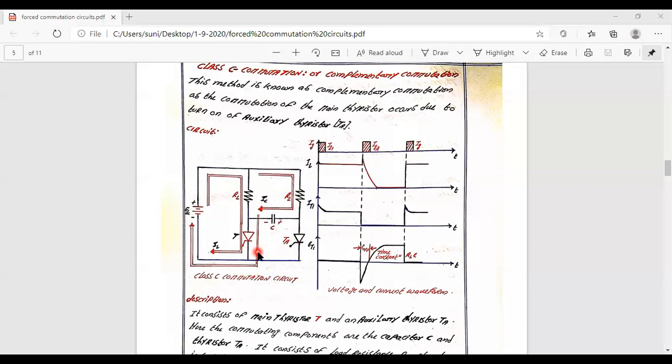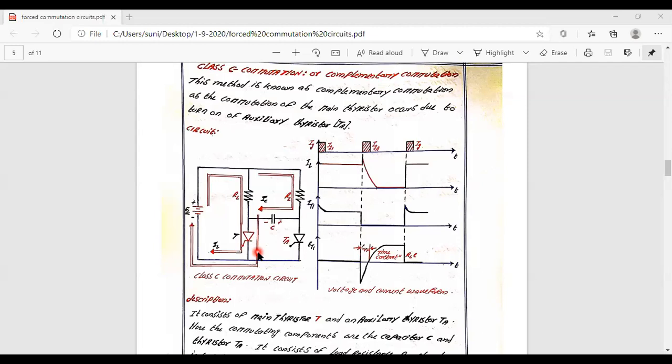Okay. So what will happen? You are going to have the device turned off. Okay. So the device is going to be turned off, and you are going to have the turn off process, which is by turning off the capacitor, turning off the auxiliary device, isn't it?